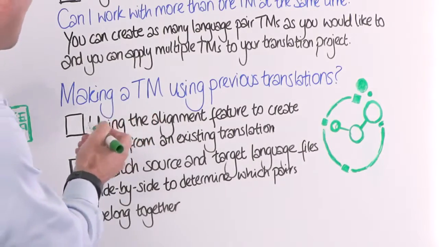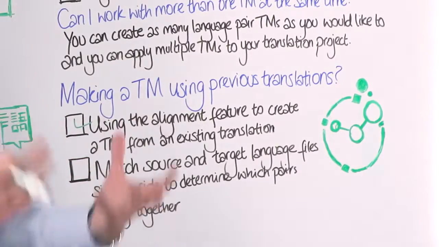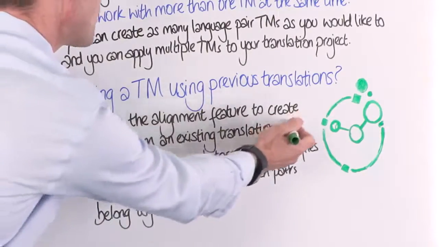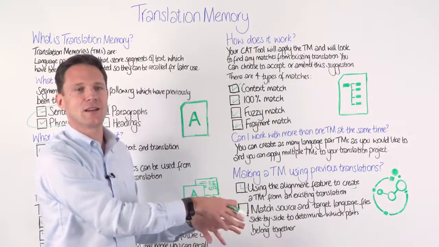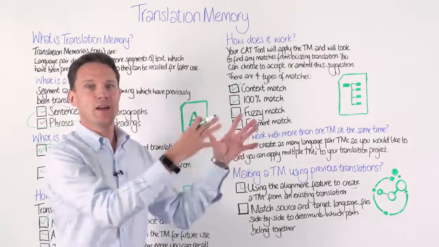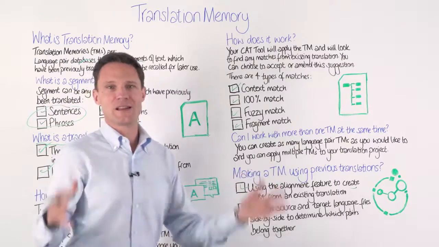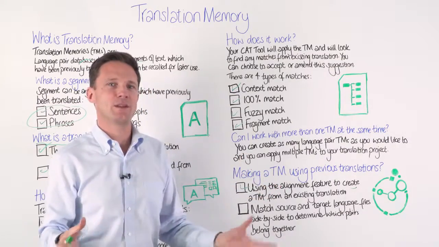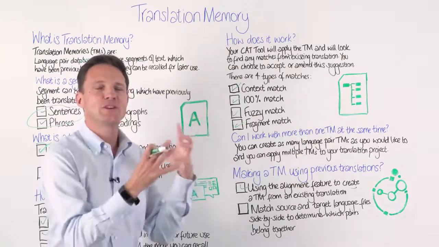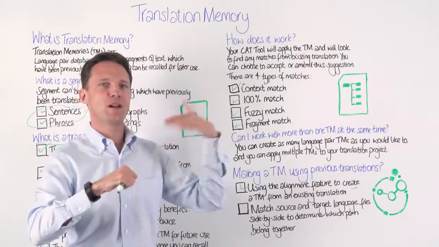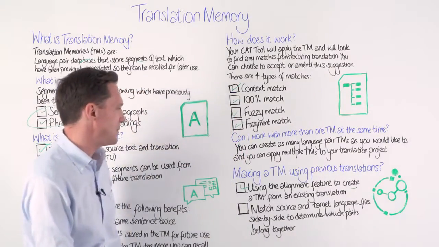There is a tool called Alignment. It's a feature, a functionality, that allows you to create a translation memory from your existing translations. So you might have a document in English and a document in Italian, and you translated them manually. You can take those documents and import them into a translation memory. What you're doing is aligning them: you're trying to align the English sentences with the Italian sentences.